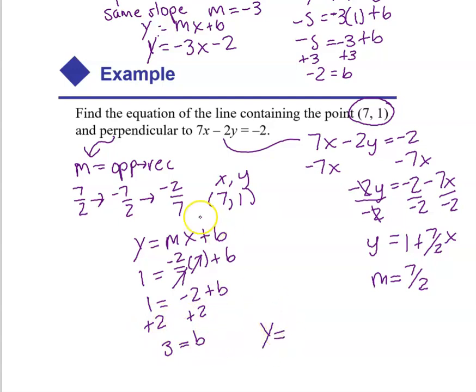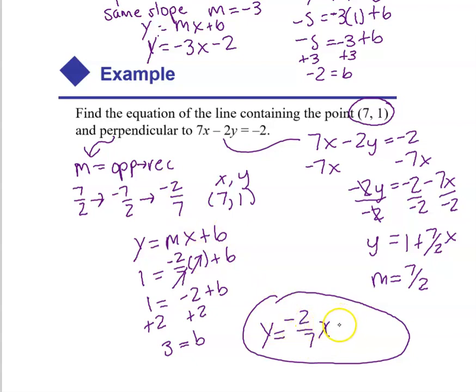So the line that's perpendicular would have a slope of negative 2/7 times x, so negative 2/7 would be the slope, times x plus b, well, b is 3.